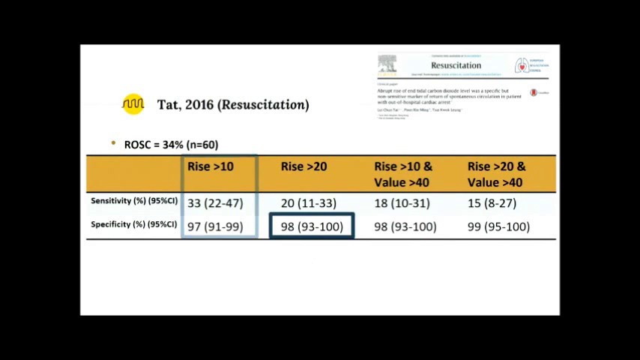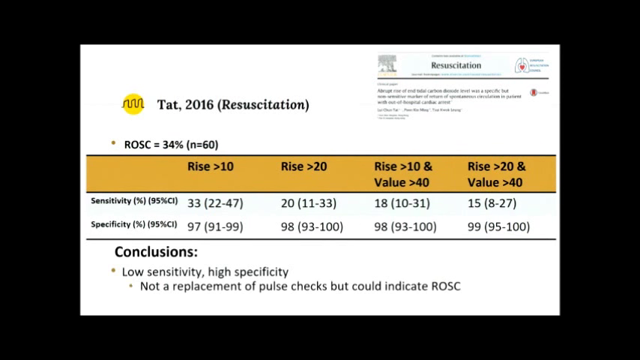As you increase your values, going from greater than 10 to greater than 20 to a value over 40, the specificity increases at the expense of sensitivity, to the point where if you have a rise over 20 and a value over 40, your specificity is 99%. So overall, low sensitivity, high specificity. This is definitely not a replacement for our pulse checks, but it could be used as an indicator of ROSC itself. Where this becomes important, I would say, is in our PEA patients, where we're not always able to feel the pulse; we can use this as a marker of likely achieving ROSC.